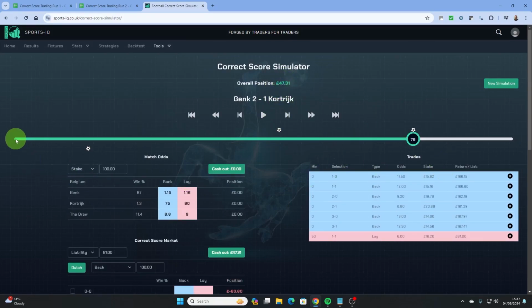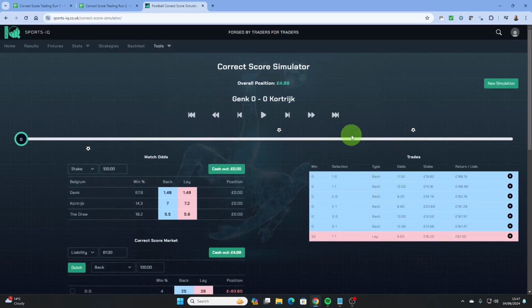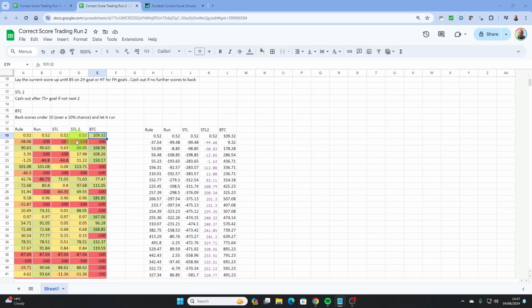And looking at the BTC score, again, 2-1 was under 10, so again, this would have been a win. So that is looking a far more profitable trade now we've put a tweak in there and a bit more control. So the results for the second run are interesting.